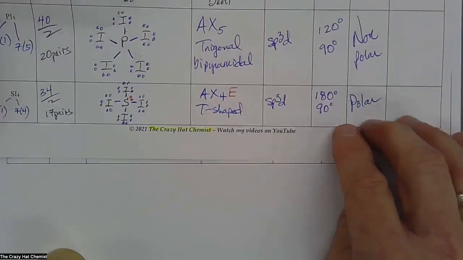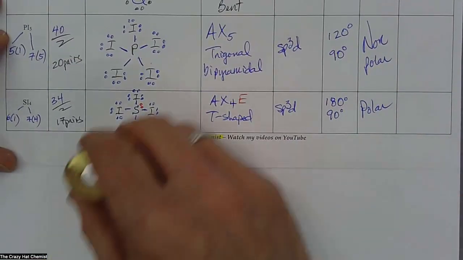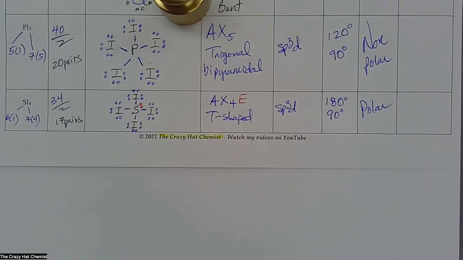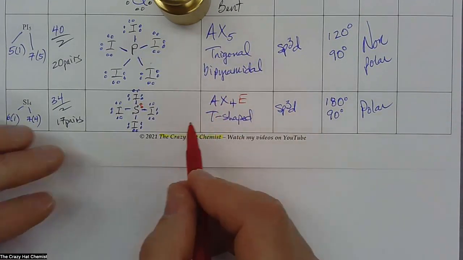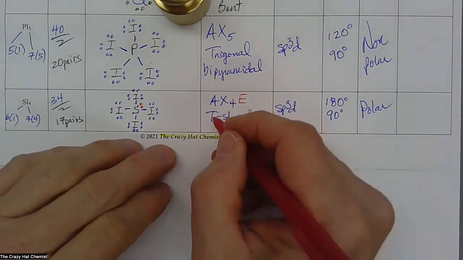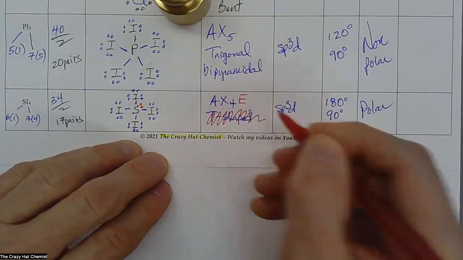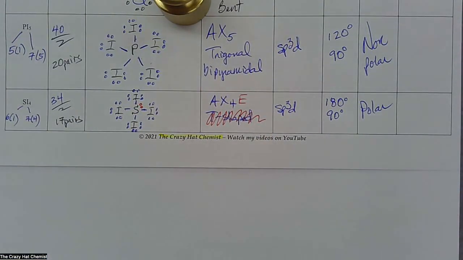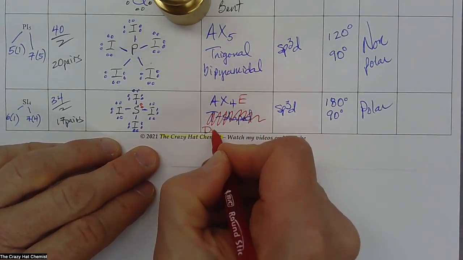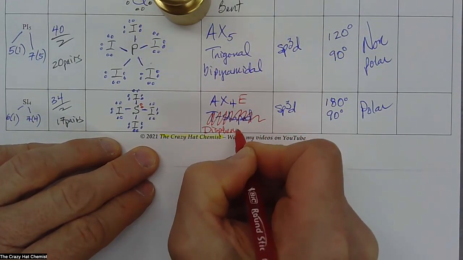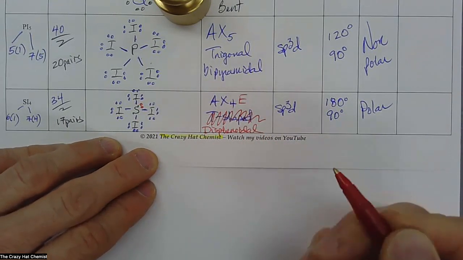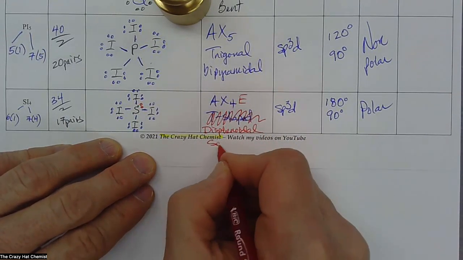I'm going to go backwards one, and I do greatly apologize. So this one right here is AX4E, which is not T-shaped, folks. Holy moly, I'm glad you caught me on this. I'm glad someone made a comment in there and then re-corrected their comment. But this is disphenoidal, disphenoidal or seesaw.